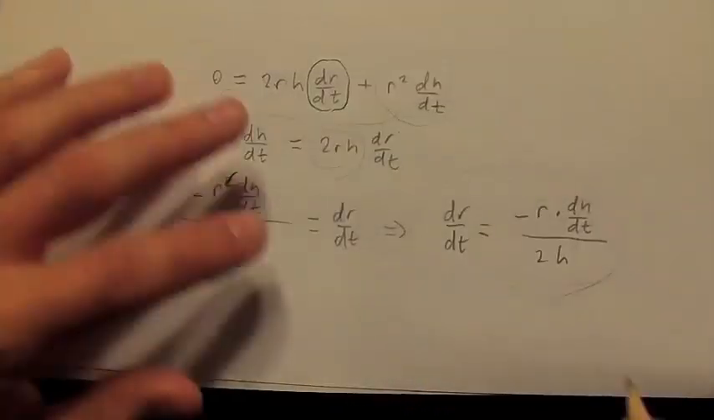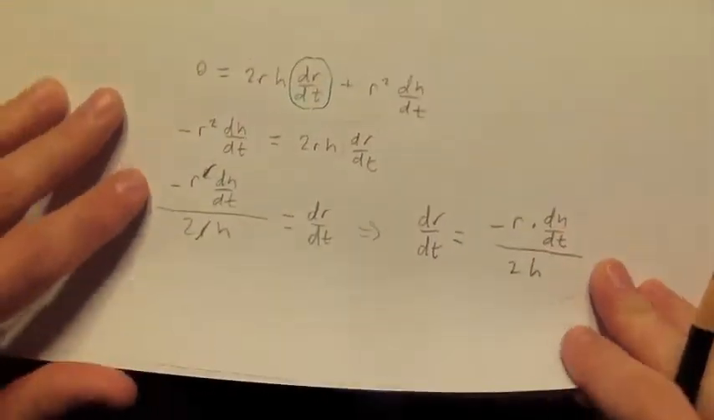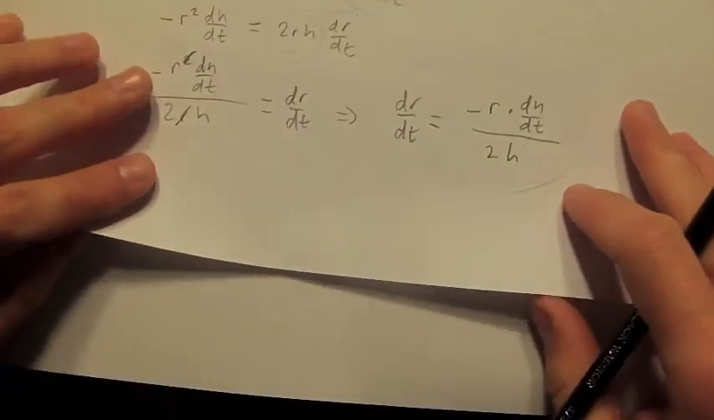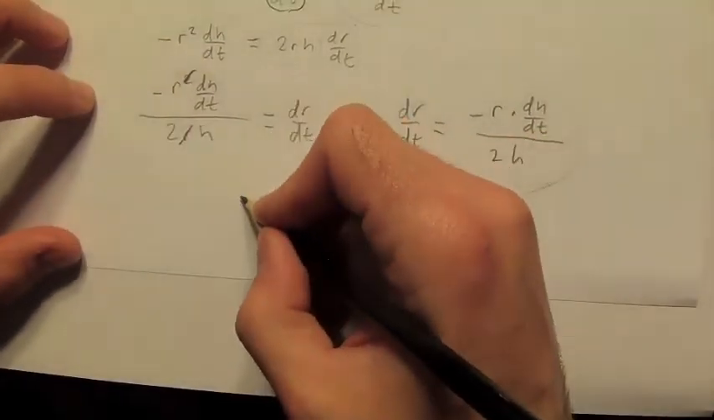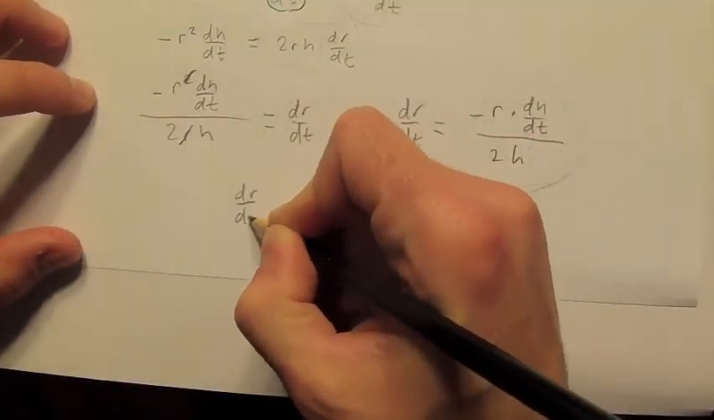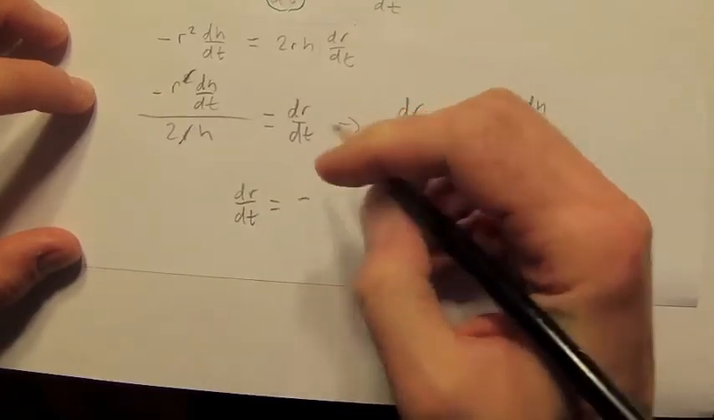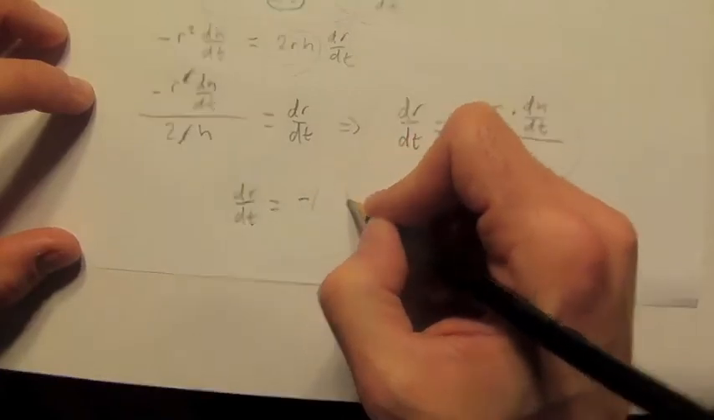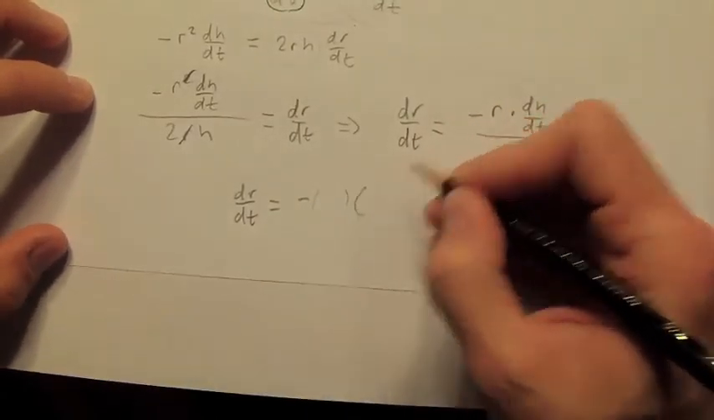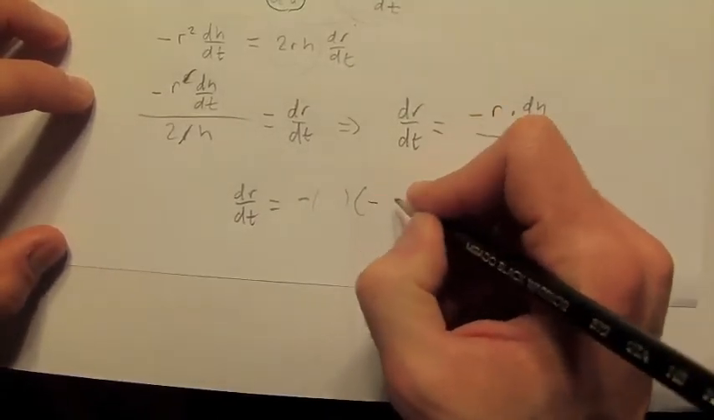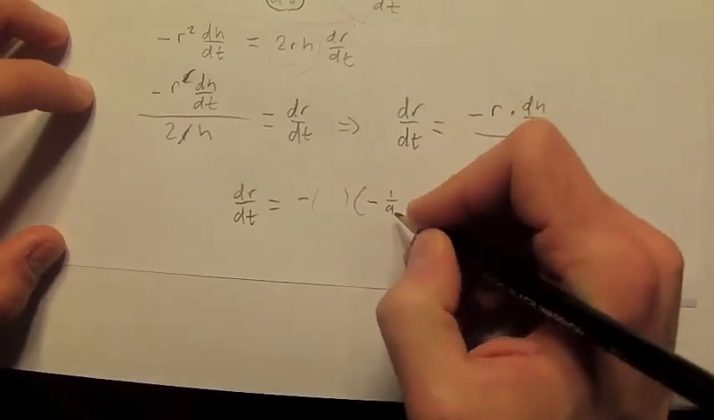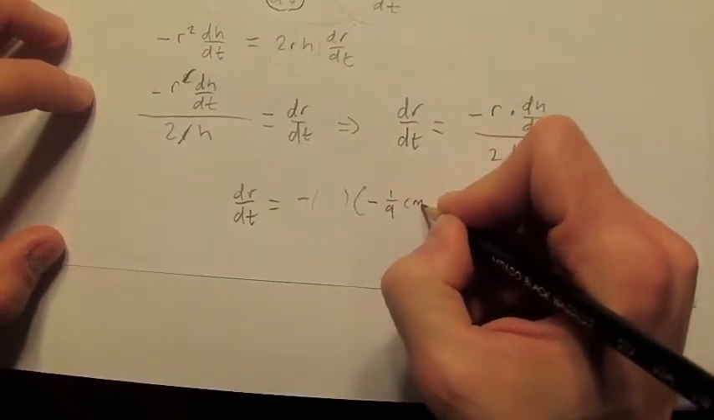Okay, so what I have is dr/dt is, I'll put in the negative r in just a second, but dh/dt ends up being negative 1/9 centimeters per minute.